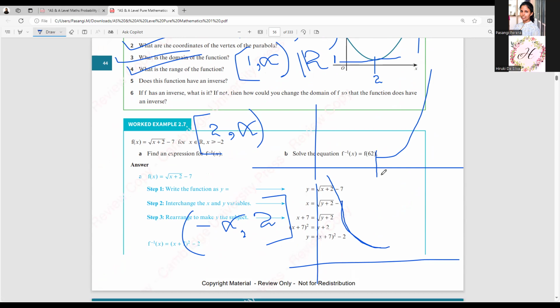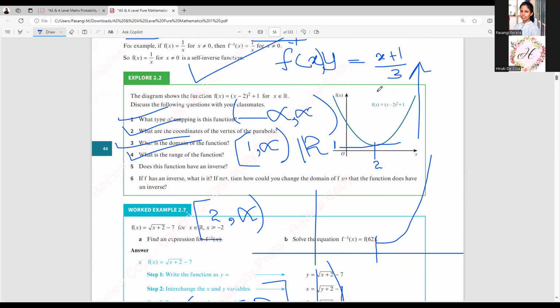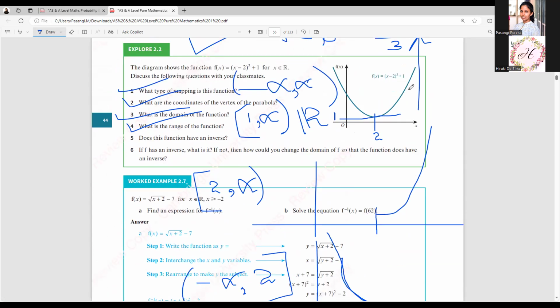Yes, yes. So we need to consider it as two graphs. That means we have to consider it in two parts, because we can't merge it together. If we did, what would happen? It would become a many to one function. Because of that, the only thing we can consider is either this branch or this branch at once. That is what we have to explain.